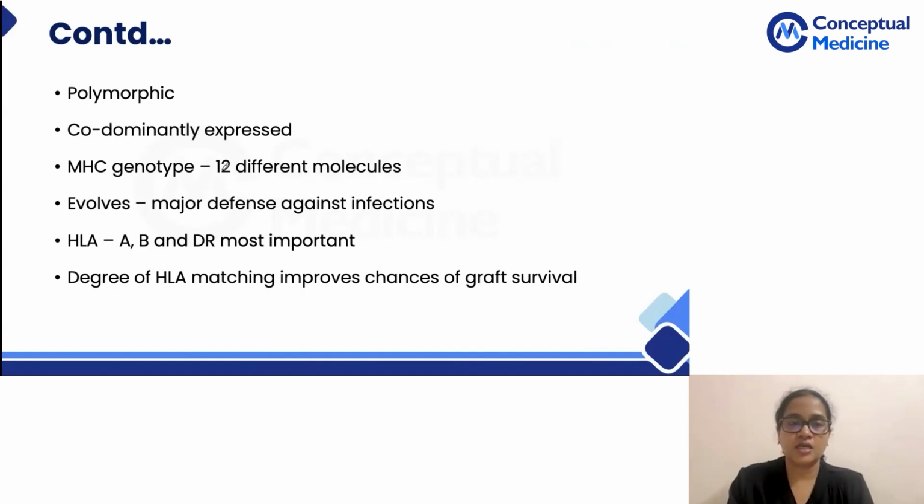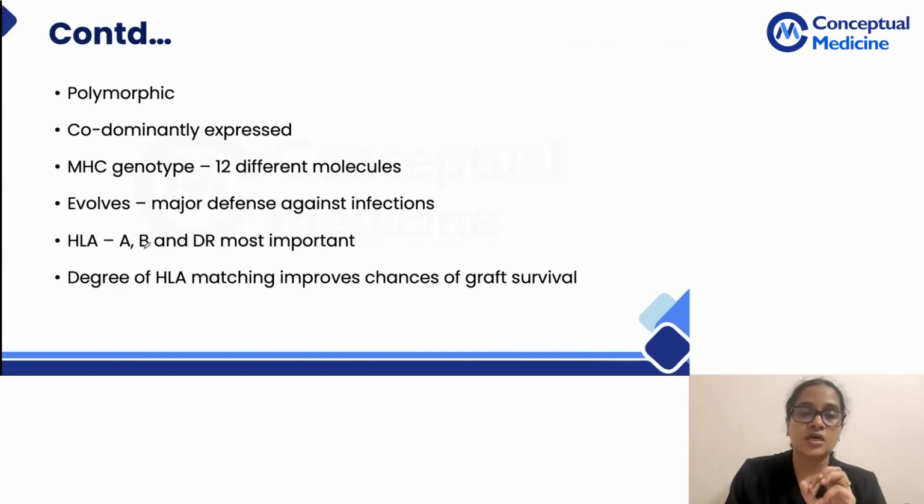So if we look at 6 genes, 12 different molecules will be there. Two alleles will be there on each of the 6 genes: HLA-A, HLA-B, HLA-C, DR, DP, and DQ. All right. So these are the 6 HLA genes, and each of them will have two alleles. So you'll have 12 different MHC molecules expressed by each individual for these 6 genes.